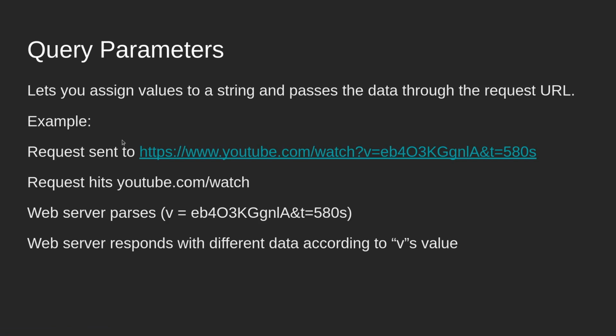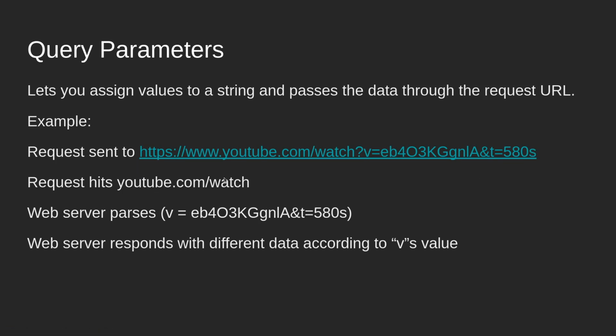So the first way, probably the most basic way, is through query parameters. All this does is it lets you assign a value to a string, and then the web server would parse it and get that value. So here's an example I have on the screen. You go to youtube.com/watch, and there's a video, right? And there's always a v equals, and you get this ID. And you can ignore this t, but it's basically the same thing. So the v equals this, t equals that.